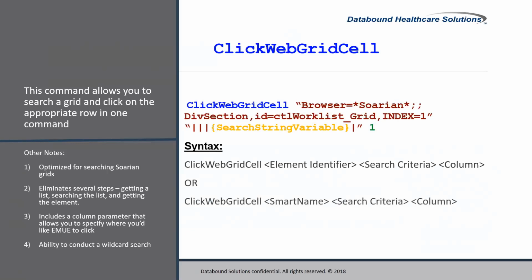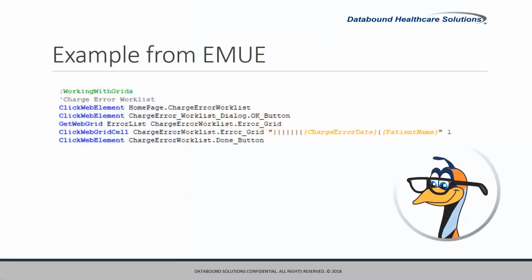Very similar to what you saw before. We do accept the element identifier, we do the smart names, pass the search criteria, and the column number that you want to click on. So here is a script example. This happens to be the charge error work list, and just a snippet of code here, but this is the get web grid, the list name, and then the name of the grid that you want to extract.